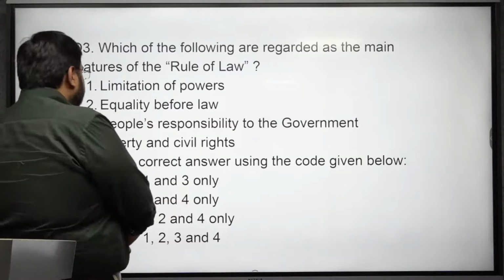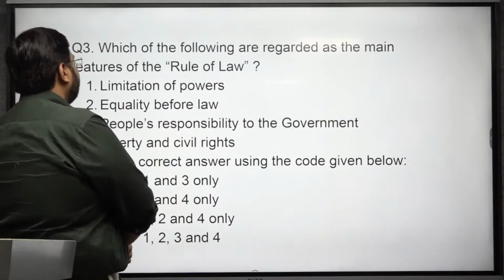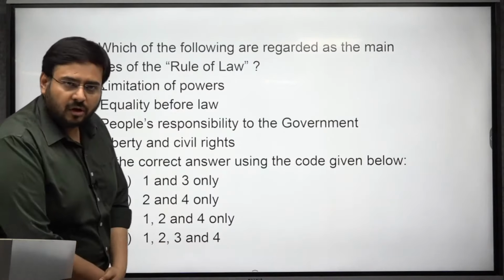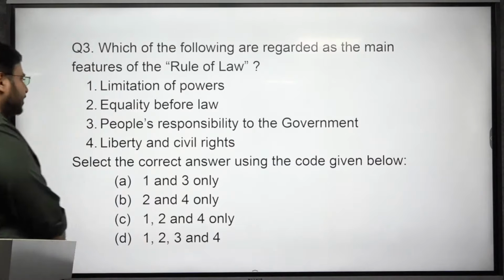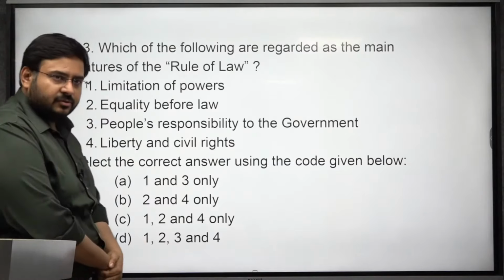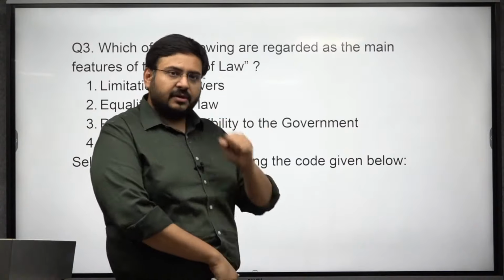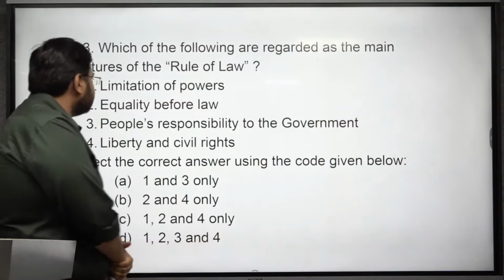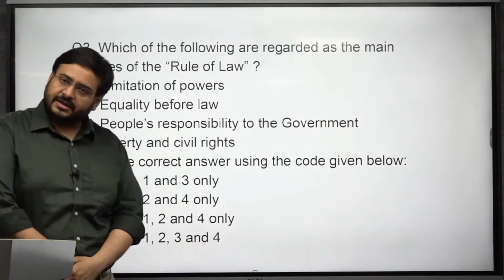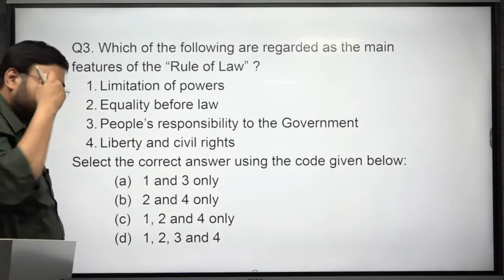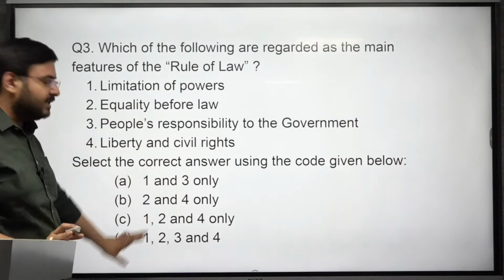So, which of the following are regarded as the main features of rule of law? First is limitation of powers. Yes, rule of law is limiting the powers. Let us see. Second, it is establishing equality before law. Yes. So, second is 100% correct. So, first will not be the answer.